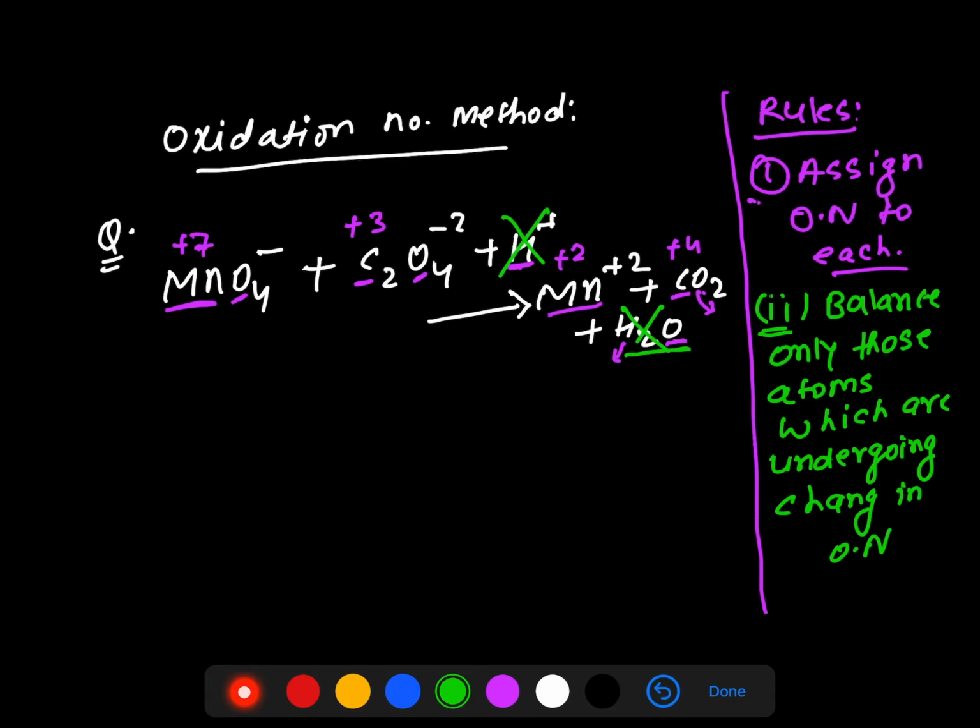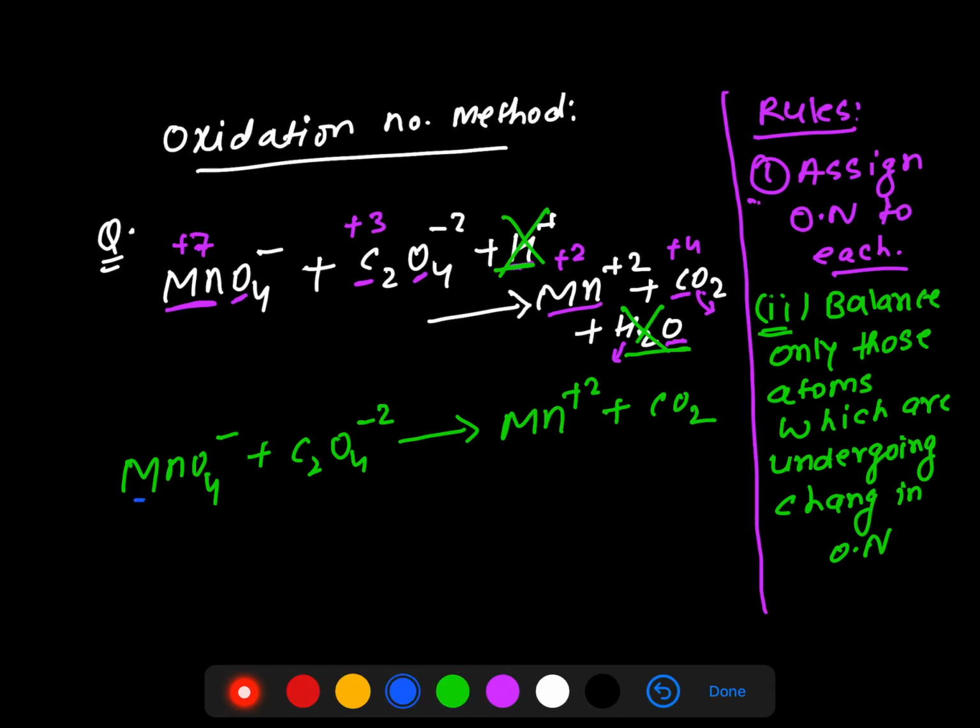Balance only those which are undergoing change in oxidation number. So after removal of H plus, can I rewrite this equation like this? MnO4 minus plus C2O4 2 minus gives us Mn 2 plus plus CO2. CO2 is a covalent molecule that cannot be split. MnO4 minus can also not be split into manganese and oxygen, right? That is why we have kept it in its form only.